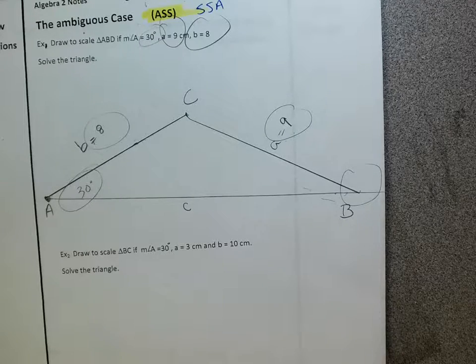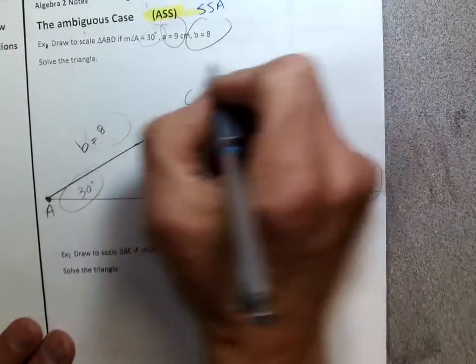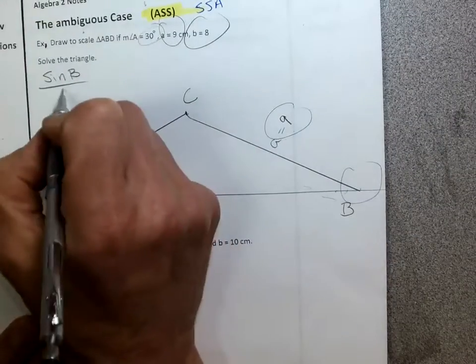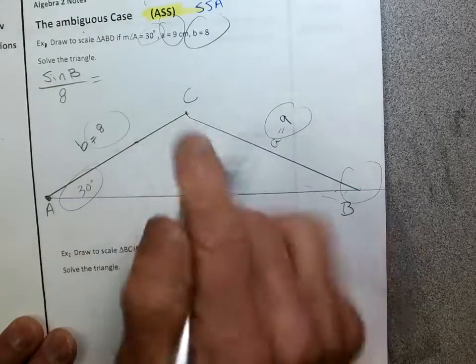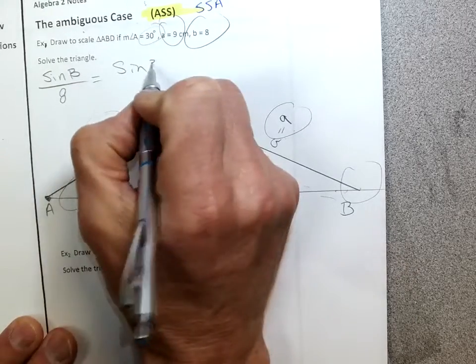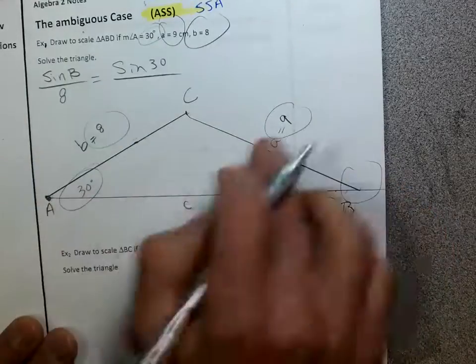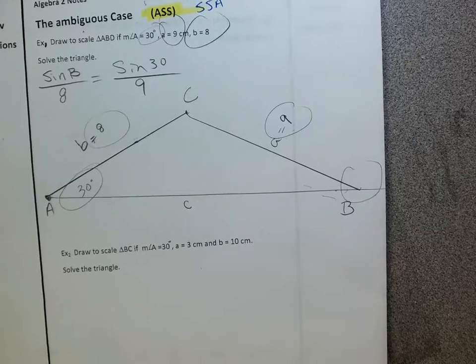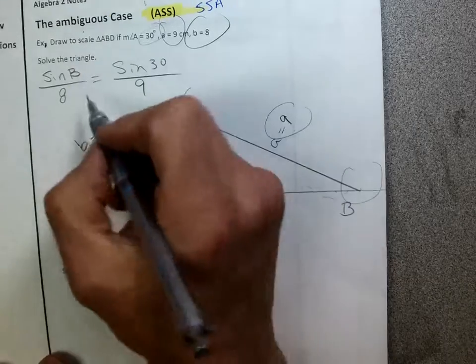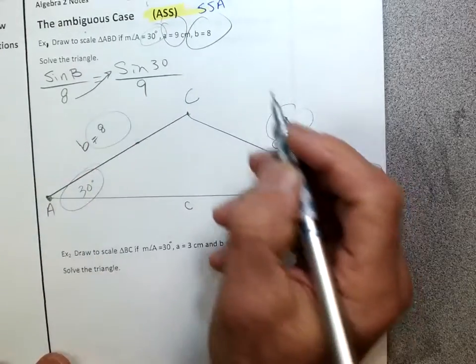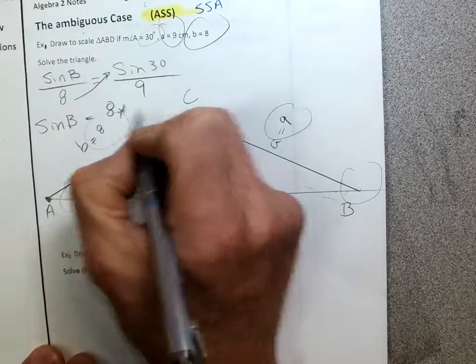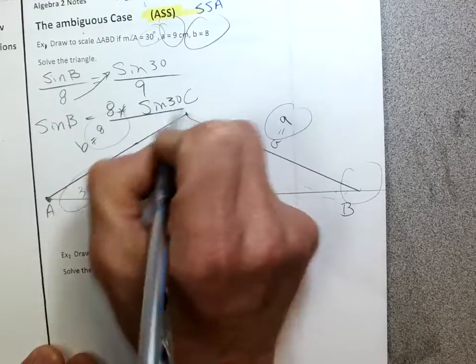don't know first, okay? I don't know angle B, so let's write sine of B over its opposite side, over 8, equals my other opposite, sine of 30 over 9, okay? So I just use the law of sines. All I'm doing, okay? Doesn't look too ambiguous to me yet, okay? So I'm going to go ahead and solve for angle B, so I'll multiply the 8 up. So I have sine of B equals 8 times the sine of 30 over 9.